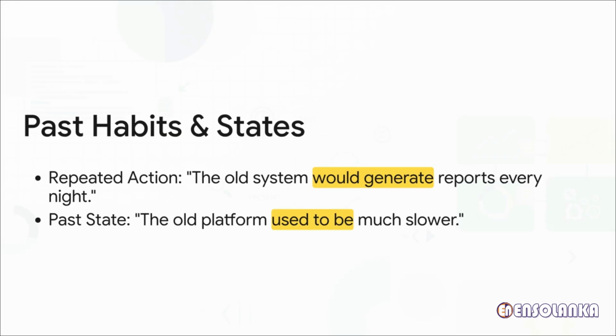For a repeated action, it's totally fine to say, the old system would generate reports every night. That works perfectly. But for a state of being, like how fast the system was, you have to say, the old platform used to be much slower. You just can't use would in that sentence.